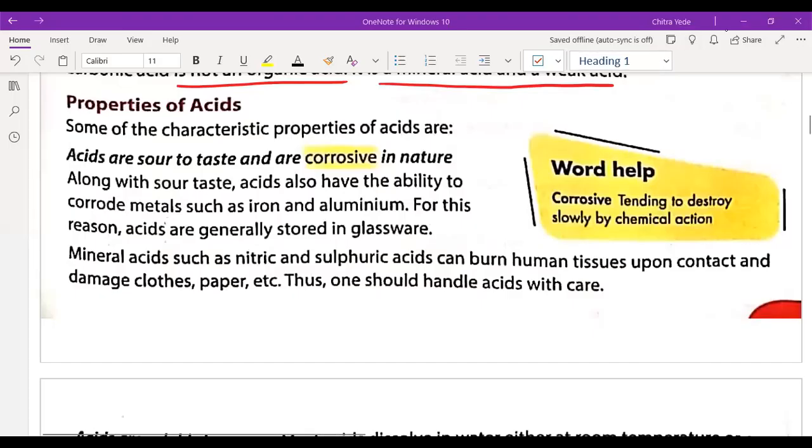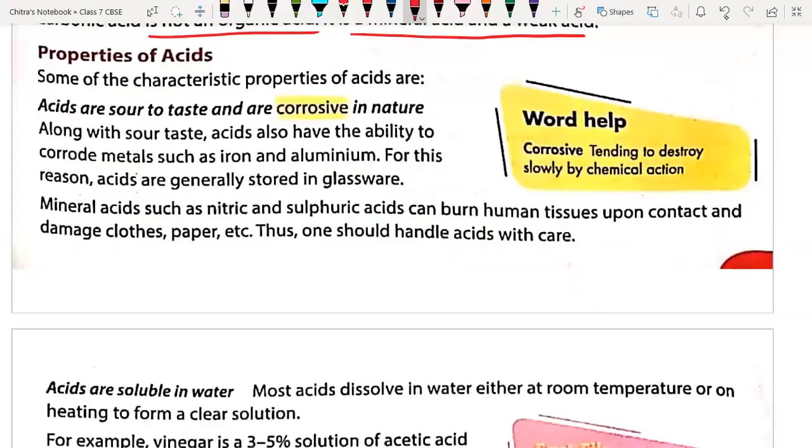Now we are going to discuss the properties of acids. Some of the characteristic properties of acids are: number one, they are sour to taste and corrosive in nature. Along with the sour taste, acids also have the ability to corrode metals such as iron, aluminum, and others. For this reason, acids are generally stored in glassware. Even weak acids are stored in glassware.